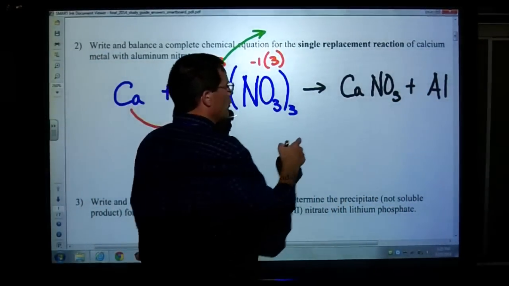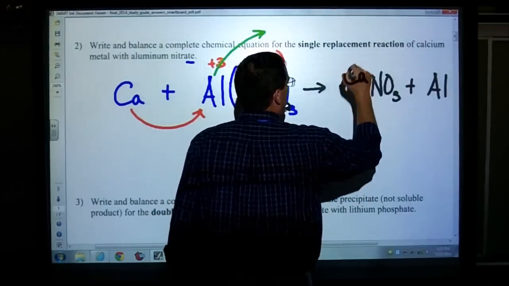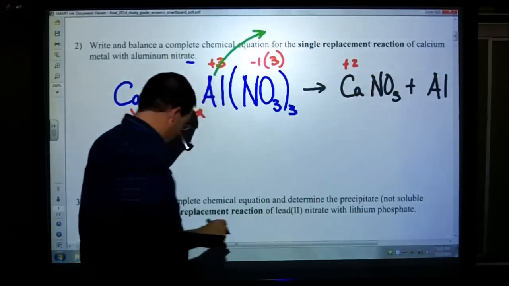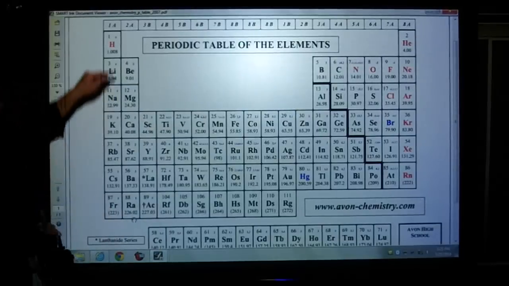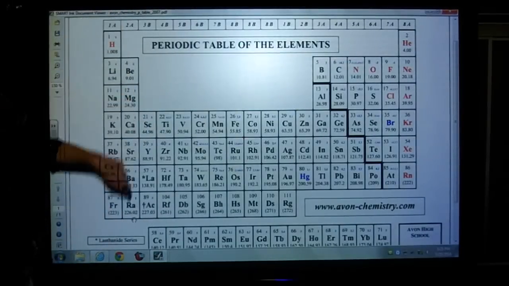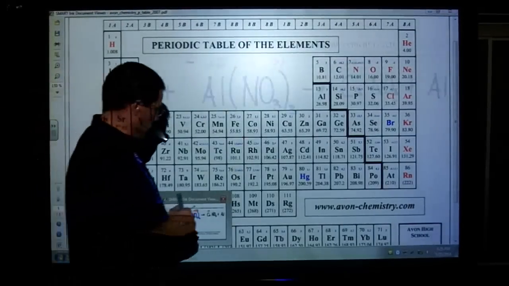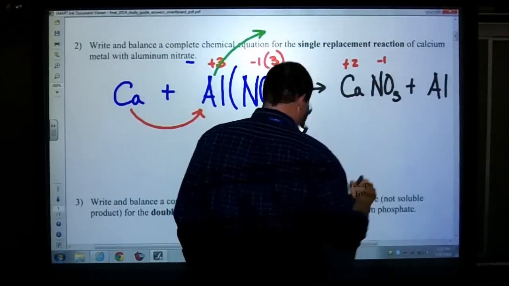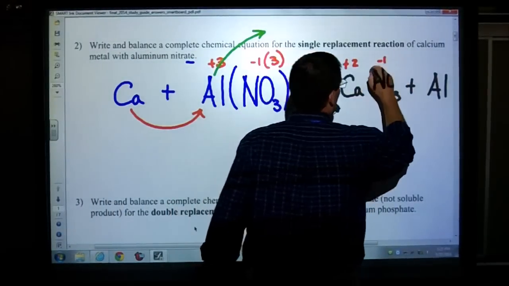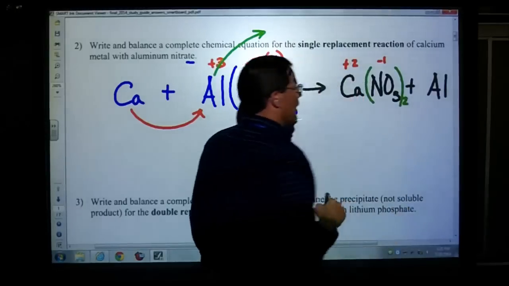All right, so let's balance charges on the right hand side because we need to balance. Calcium has a +2 charge. How do you know that? Well, calcium is in group 2A. So there's calcium, group 2A. And we know nitrate's a -1, so what that means is I need 2 of these nitrates. I'm going to go ahead and make that a different color.